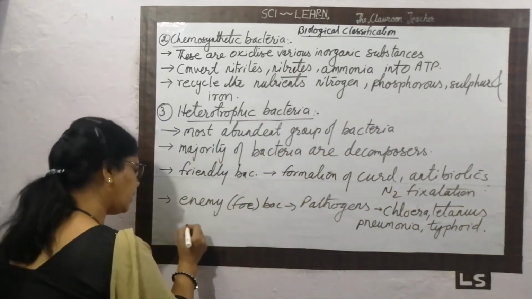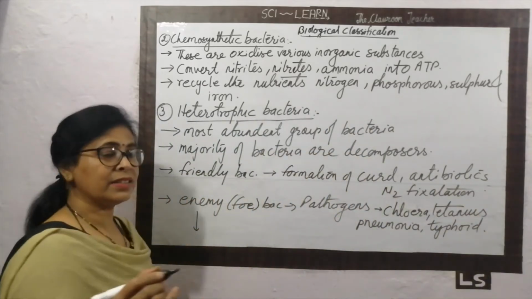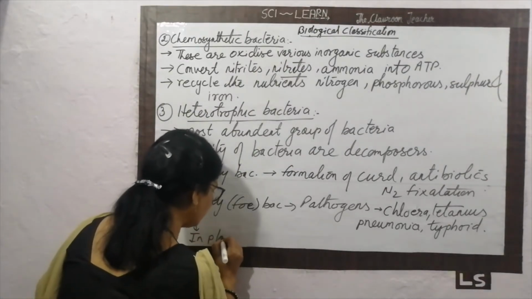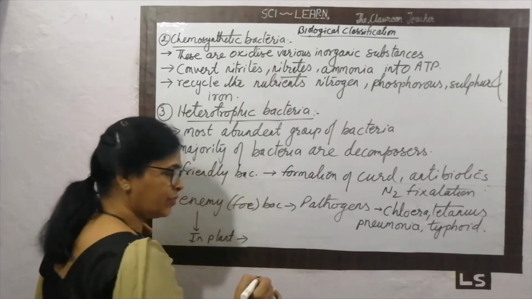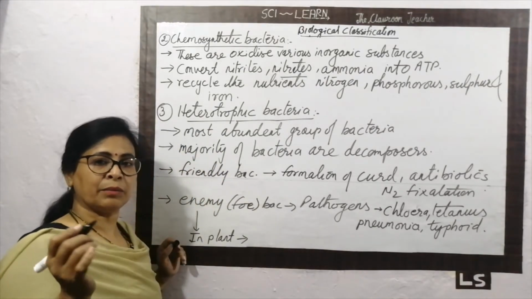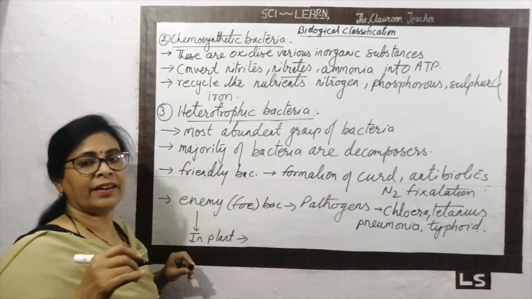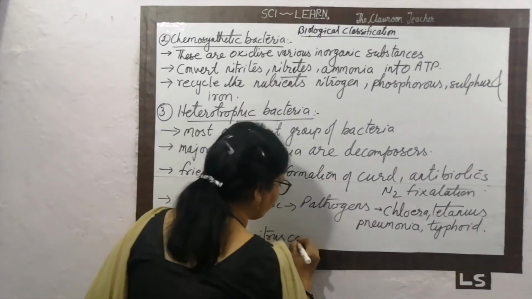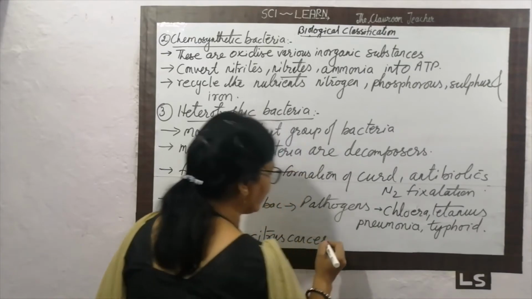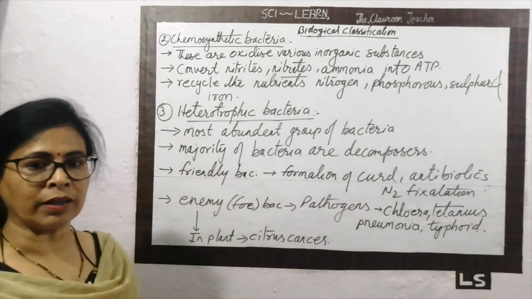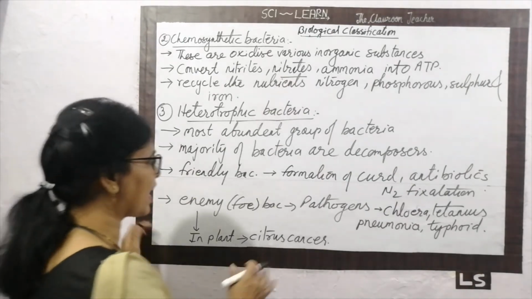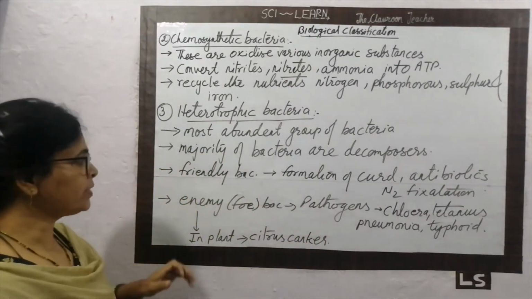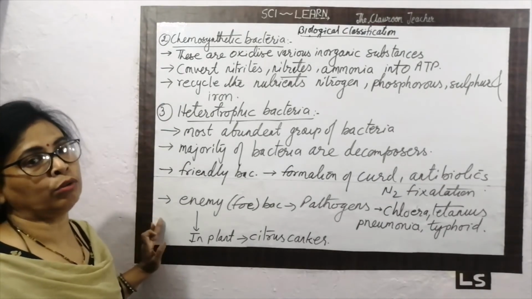These bacteria also generate diseases in plants. In plants, one disease which is directly related to heterotrophic bacteria is called citrus canker. Citrus is the lime and lemon group. The name of the disease is citrus canker, and that is caused by this bacteria. So these are the heterotrophic bacteria.